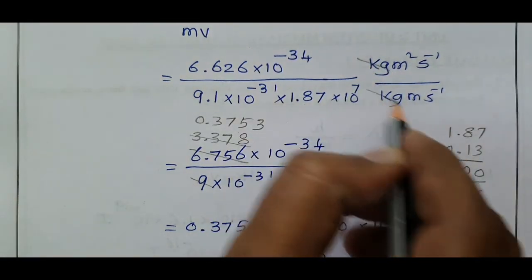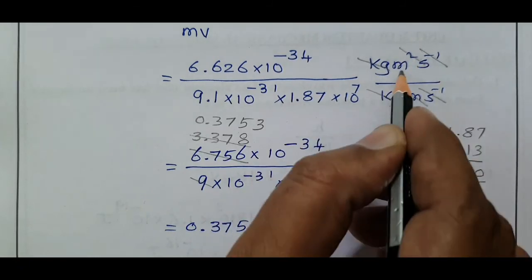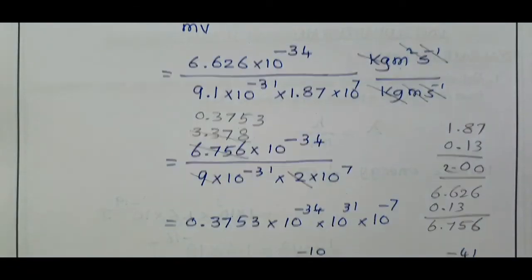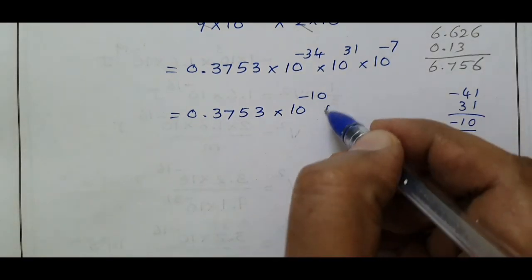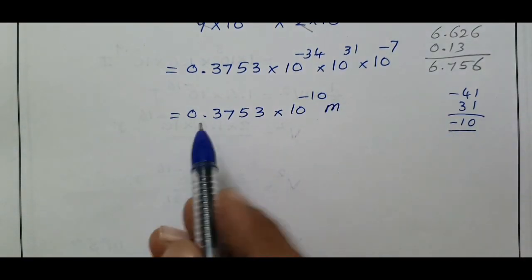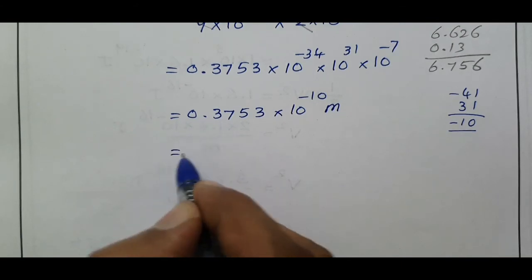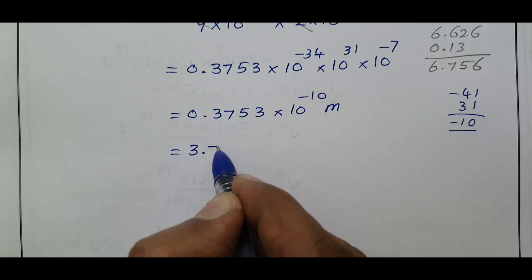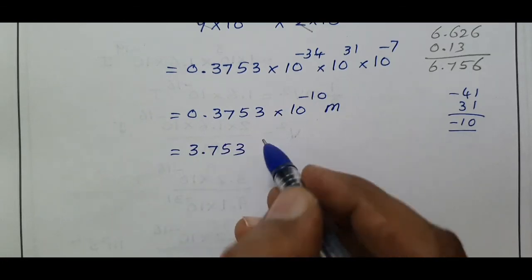Kilogram gets cancelled, second power minus 1 and second power minus 1 get cancelled, 1 meter gets cancelled, so the lambda unit is meter. We have to write the value in the scientific method. For scientific method writing, bring this decimal to 1 decimal place: 3.753. This is actually the scientific method of writing.